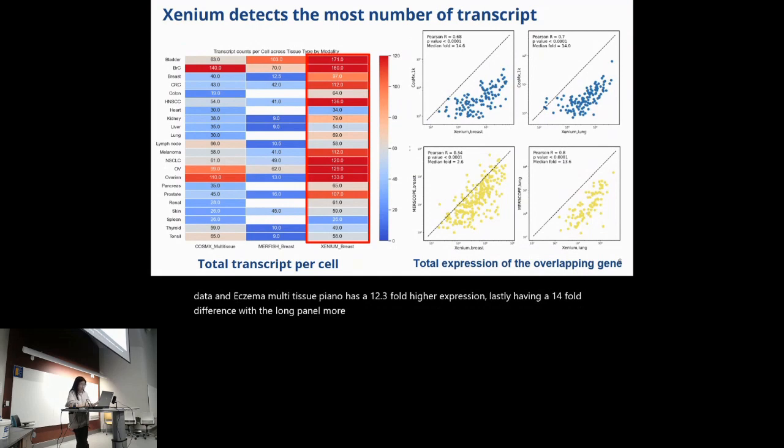MERSCOPE also shows a slightly higher expression level than CosMx for the breast panel, with a fold change of 5.4. And finally, Xenium outperforms the lung panel when compared to MERSCOPE and has a comparable expression level for the breast panel. So the take-home message: Xenium detects the most transcripts.